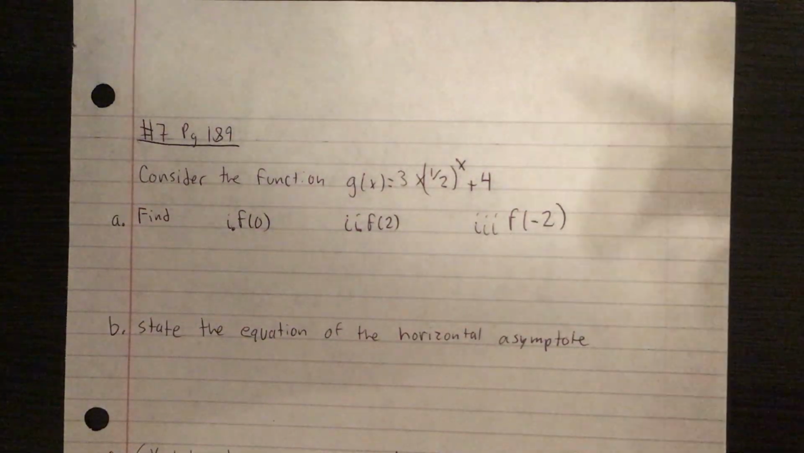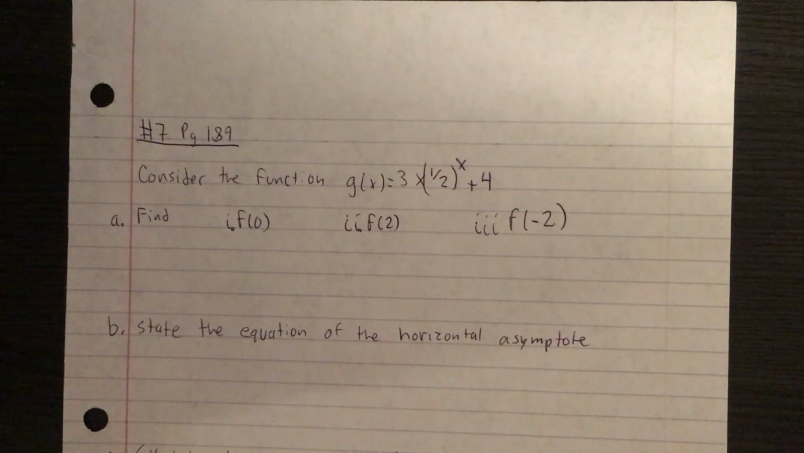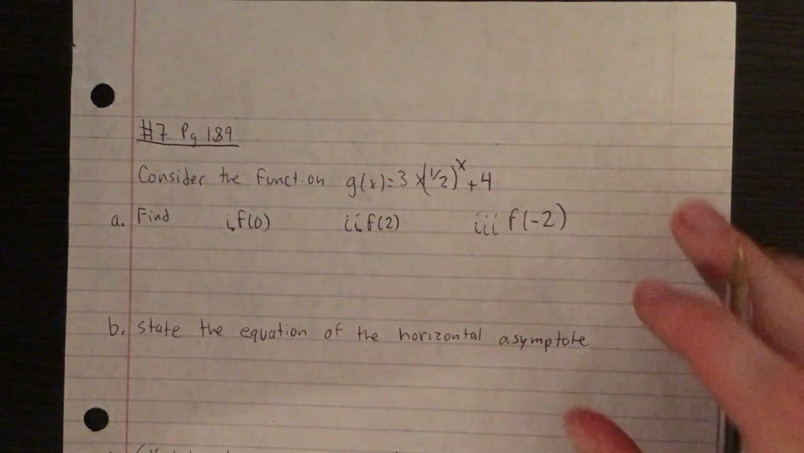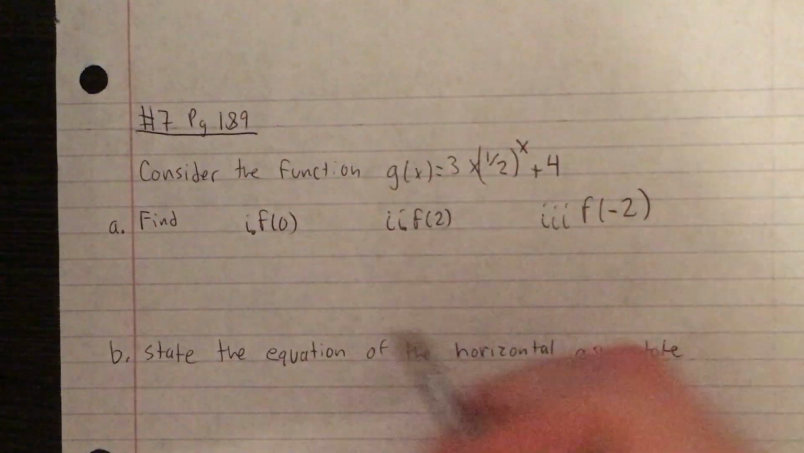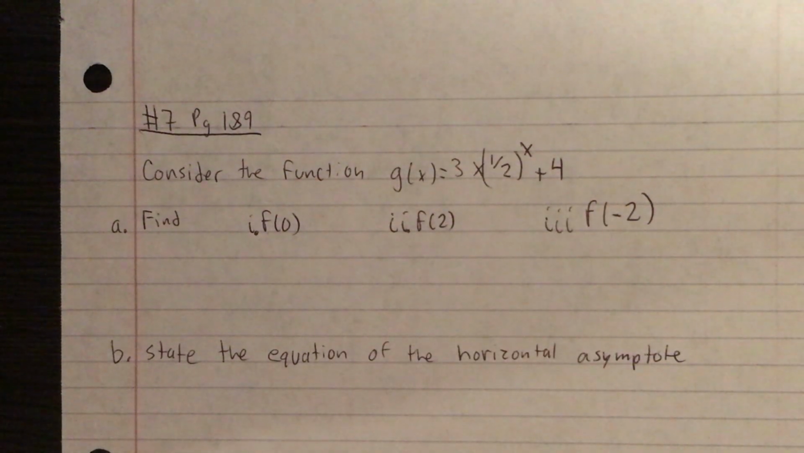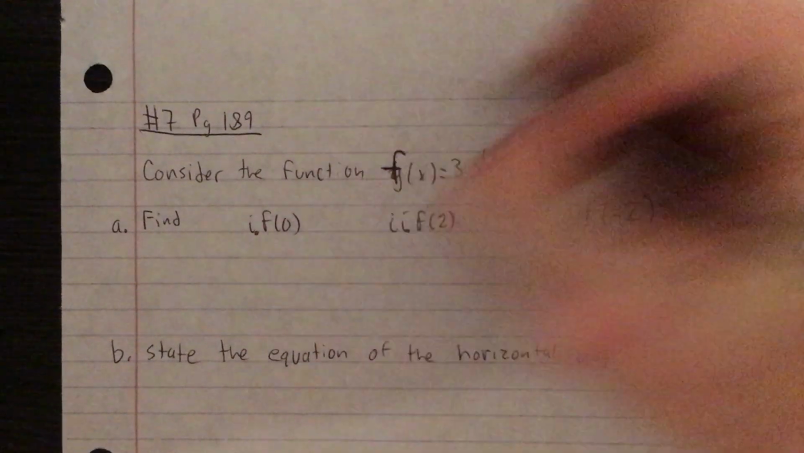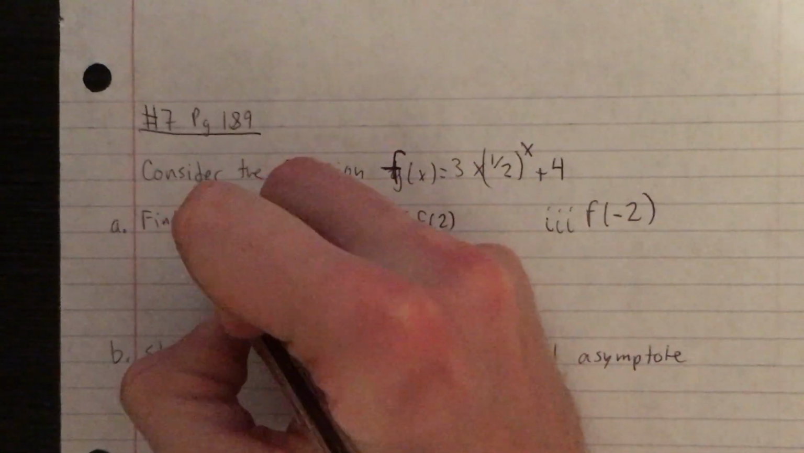What we're going to do is a 3-step problem. We're going to evaluate some points, help ourselves out a little bit, state the equation of the horizontal asymptote, and then we're going to graph that sucker. The first thing we're going to do is evaluate. So we've got f of 0. I'm going to change this to an f now. That was improper notation by Mr. Price here.